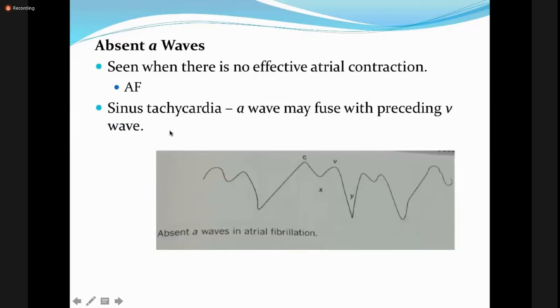And when there is no atrial contraction, there is no A wave. In case of atrial fibrillation, there is no atrial contraction, so you will not find any A wave. And in case of sinus tachycardia, you cannot recognize A wave separately from V wave. The two waves fuse and form a single wave.